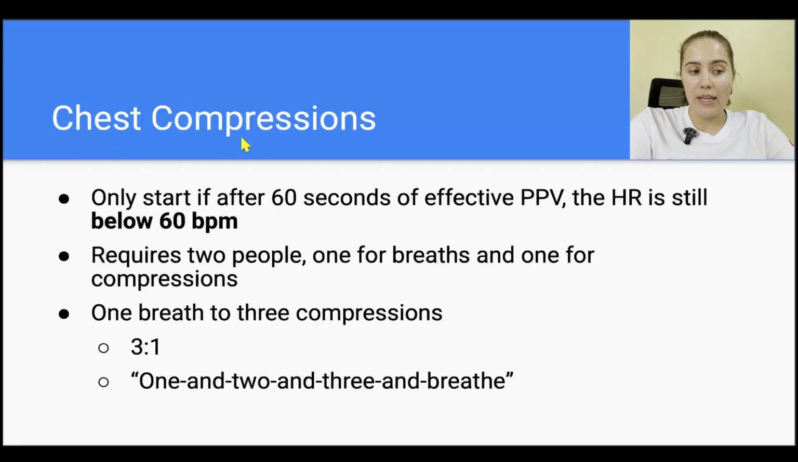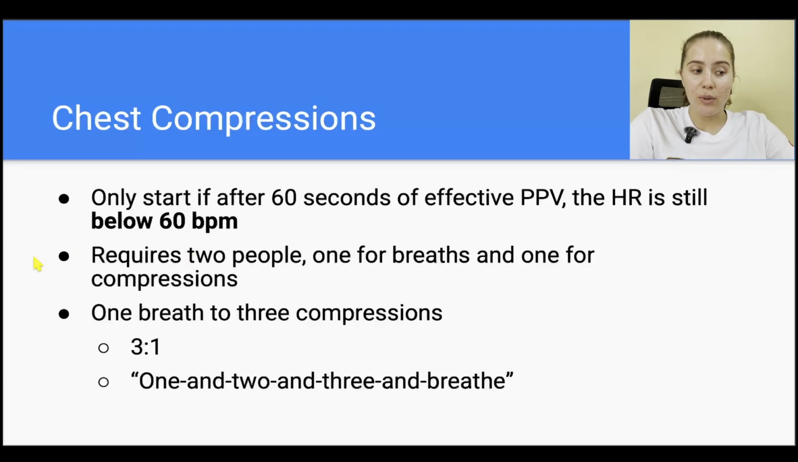So next is chest compressions. Compressions should be started if after 60 seconds of effective PPV, meaning that you're getting chest rise and hearing equal air entry, the heart rate is still below 60. At that point, you should start chest compressions.